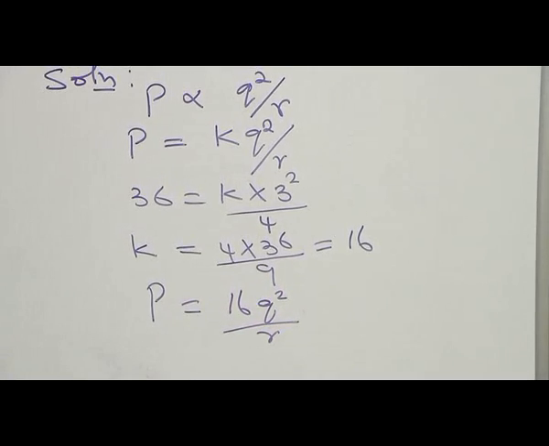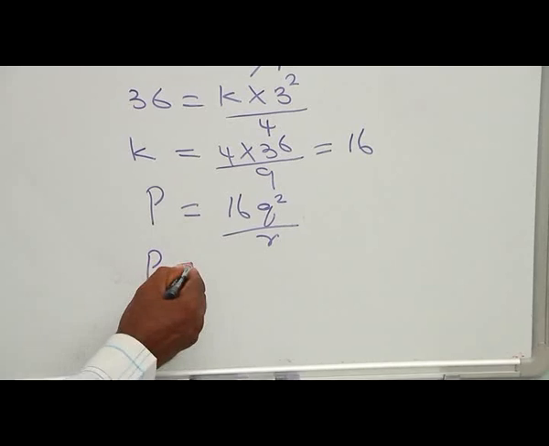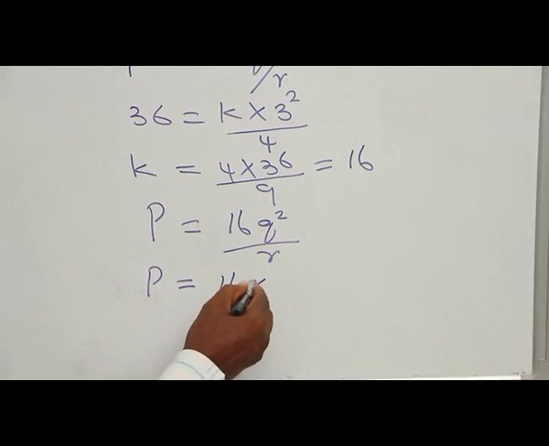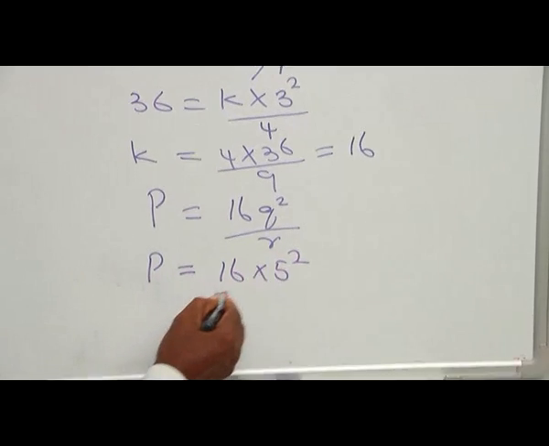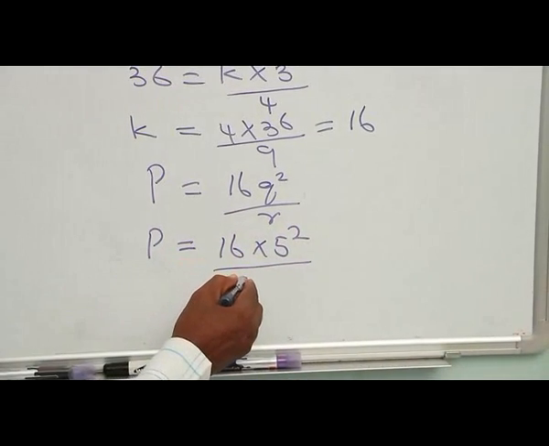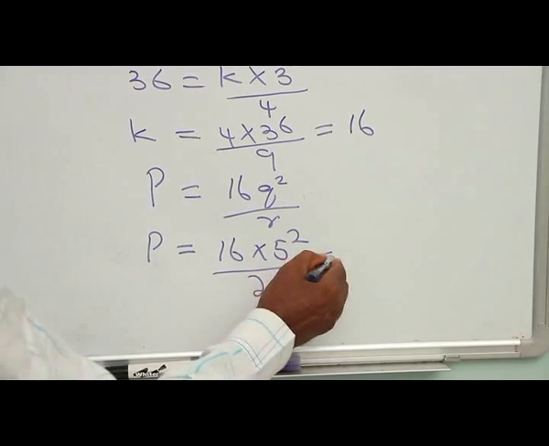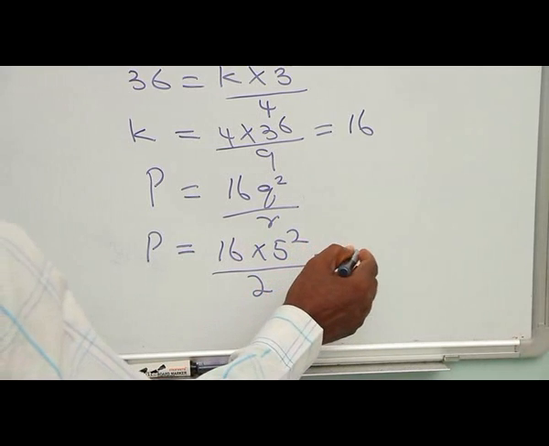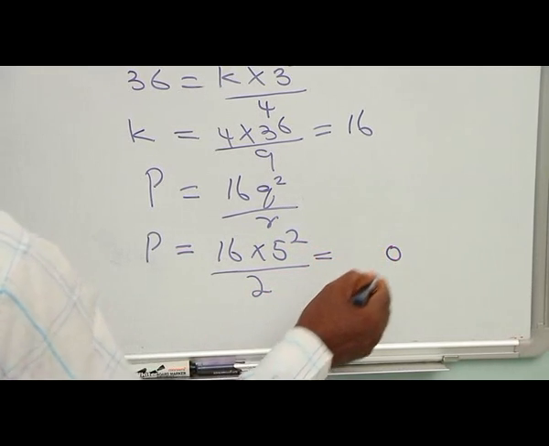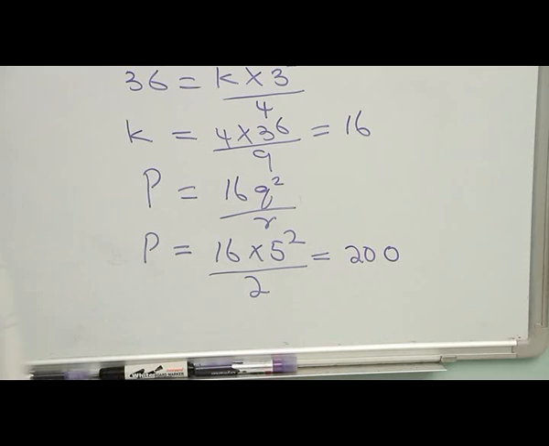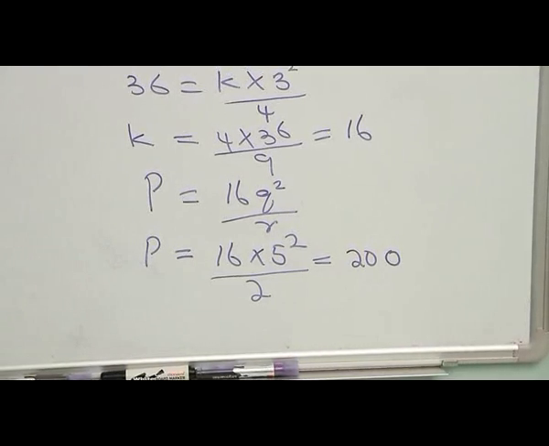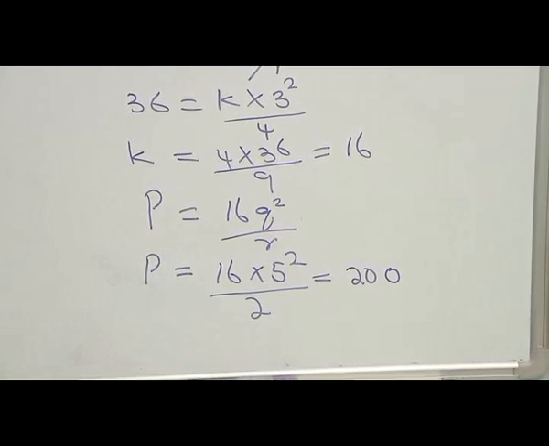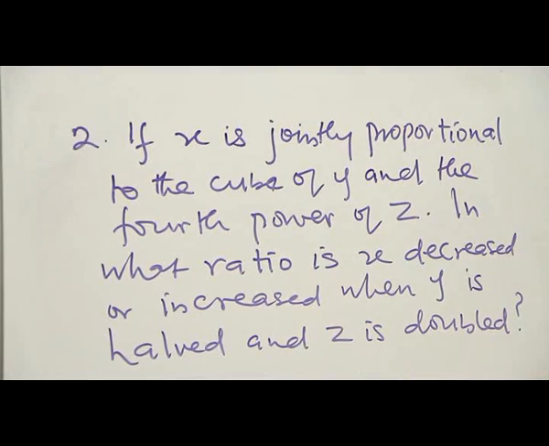And lastly, we are to find P, given that Q is equal to 5, so we have 16 times 5 squared, and then our R is equal to 2. So that will give you 8 times 25, and 8 times 25 will give you 200. So the value of P will be equal to 200. We'll take a look at example 2.